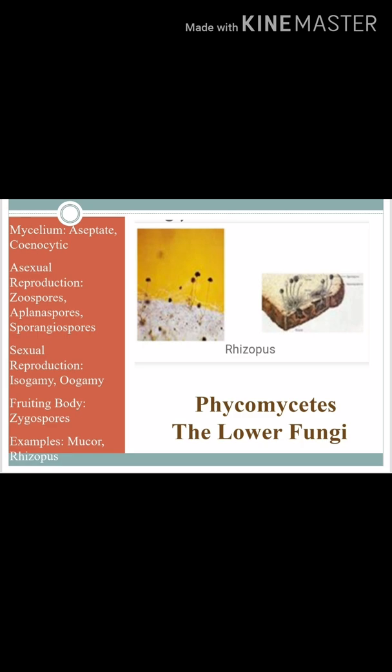Phycomycetes can be either parasitic or saprophytic, and the mycelium is always aseptate and multinucleated. As it is multinucleated, it is also called coenocytic. Asexual reproduction is carried out by either aplanospores, meaning non-motile spores, or zoospores, meaning motile spores. And if we talk about sexual reproduction, it takes place by the fusion of gametes.